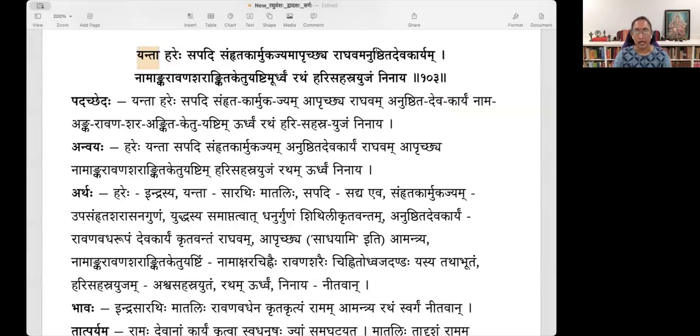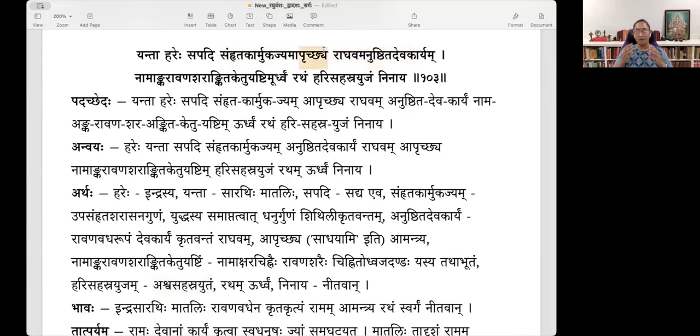Ratham ninaya. How was that ratham? Hari Sahasra Yujam. It had a thousand horses tied to it. It could be just Ashva Sahasra Yujam. It had 1,000 horses in the Ratham and he took it back. Sapadi ityukte, immediately. As soon as the work was done, he had to take back the Ratham. So Hare He Yanta, that is in your first case here. Matali, who is the Sarathi of Hari Indra, sapadi, immediately, samhrita karmukajyam Raghavam anushthita devakaryam.